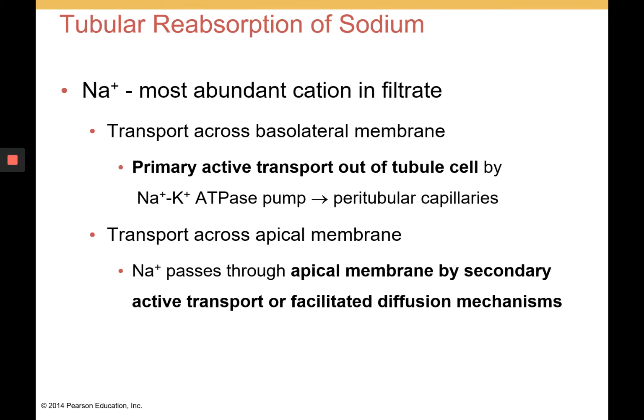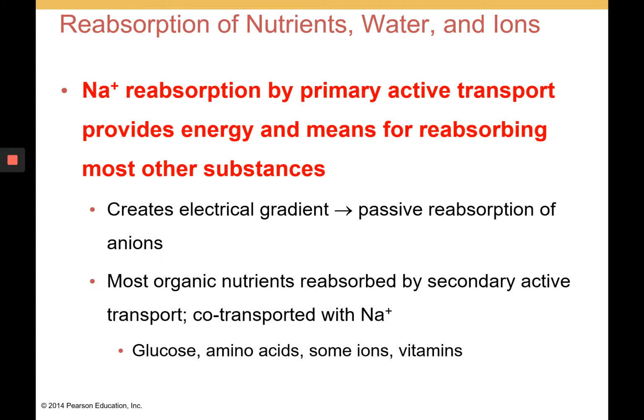Tubular reabsorption of sodium is quite important. It's one of the most abundant cations in filtrate, and its transport is achieved both by primary active transport and by secondary active transport and or facilitated diffusion. Sodium reabsorption by primary active transport is actually able to create energy, which is a means for reabsorbing other substances. So many substances are absorbed with sodium or co-transported with sodium from the filtrate back into the blood or to the paratubular capillaries. Substances that are co-transported with sodium include glucose, amino acids, some ions, and vitamins.